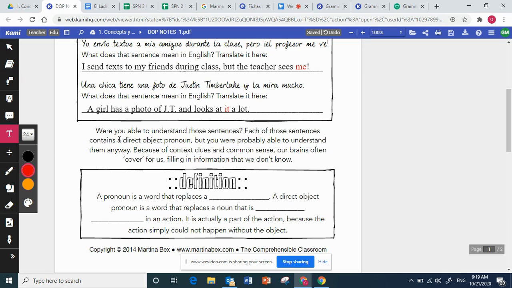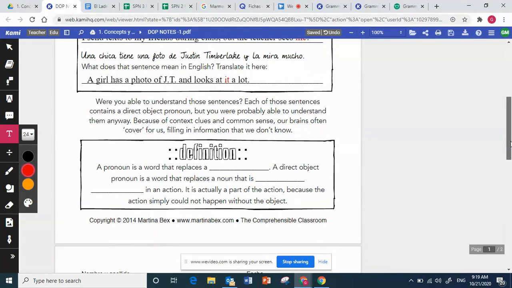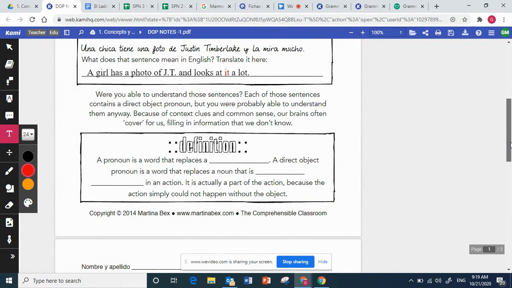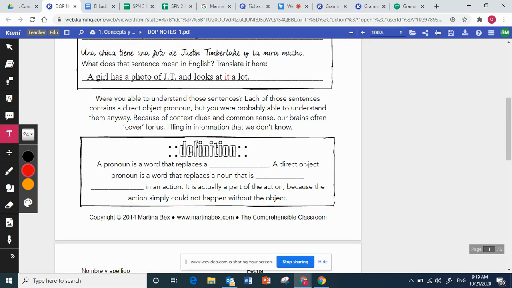Each of those sentences contains a direct object pronoun, but even without knowing that it was a direct object pronoun, you may have been able to understand it. The most important thing is that you can read. Later on in the year, and in Spanish 3, I usually make you guys use them in sentences. But if you can this year, that's great.